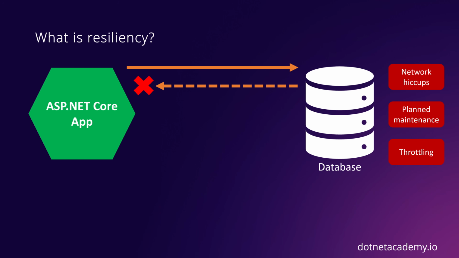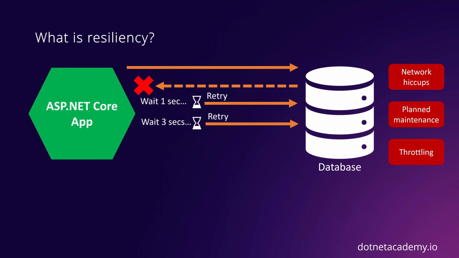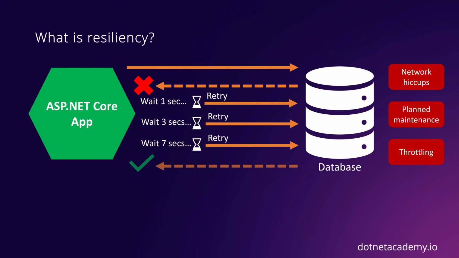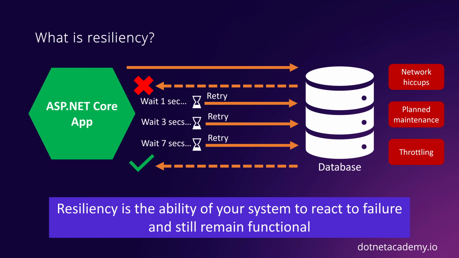Since all these issues and many others common in the cloud are just temporal, you don't want your application to fail immediately. Instead, you can use a retry strategy where you initially wait some time and then retry the operation. If that fails again, you wait perhaps a little bit more and then try the operation again. And you can keep going with an increasing amount of delay to not overwhelm the database until you exhaust the amount of retries, or hopefully the issues resolve and you get a successful response. This is resiliency, the ability of your system to react to failure and still remain functional, and it extends beyond preventing failures to include recovering and going back to a healthy state.